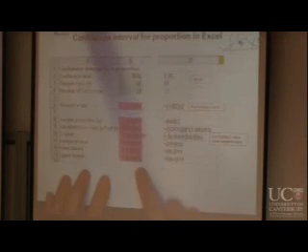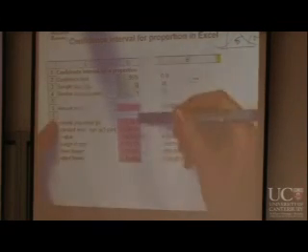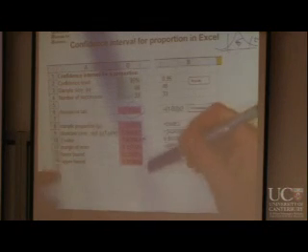Okay, and then we've got our lower bound and our upper bound, so to get that, that's going to be B8, the sample proportion minus it, and that's the sample proportion plus it.